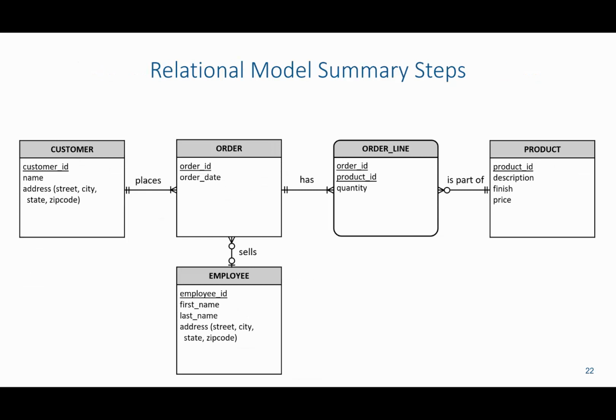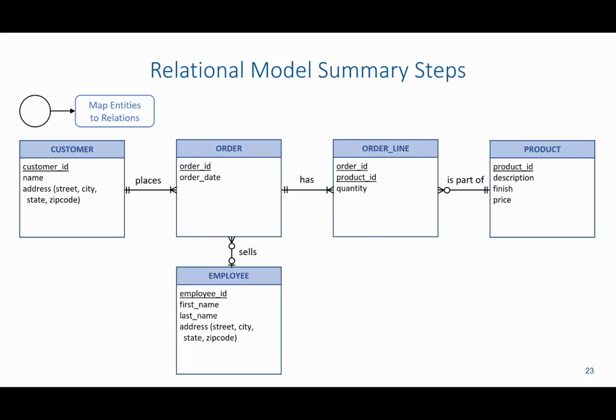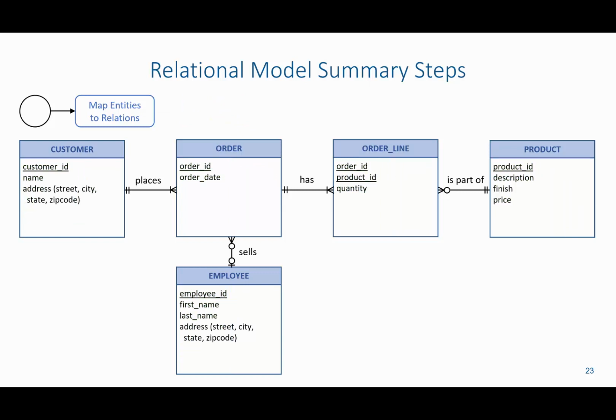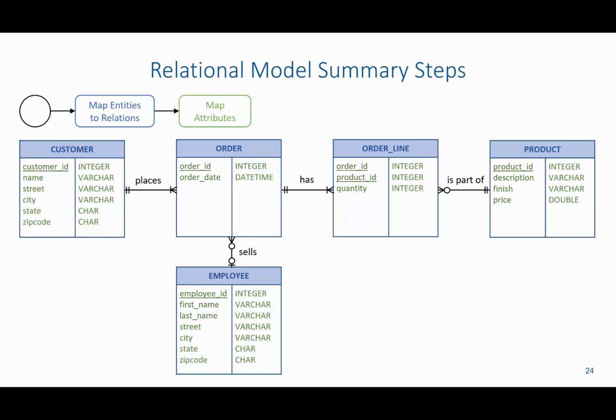So in summary, the relational model summary steps, the first thing that you're going to do is map the entities to relations. So notice any associative entities are going to have square corners when we do that. The next thing we're going to do is map the attributes. So just going back, we're going to take all the composite attributes and keep the components as separate line items, as you can see here, and then we're going to add all the domain constraints.